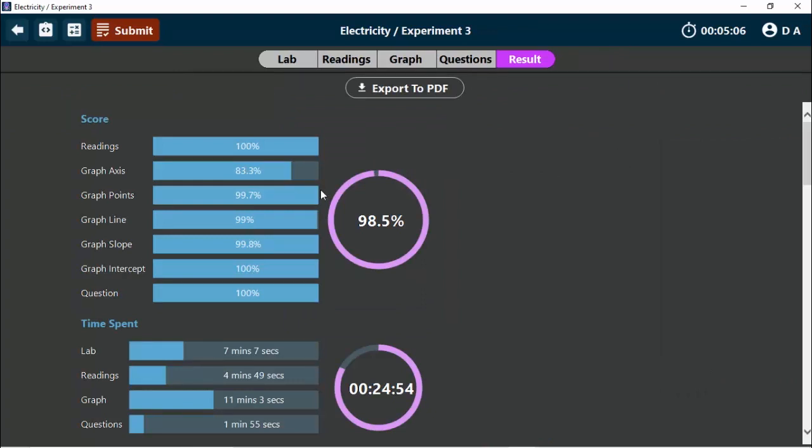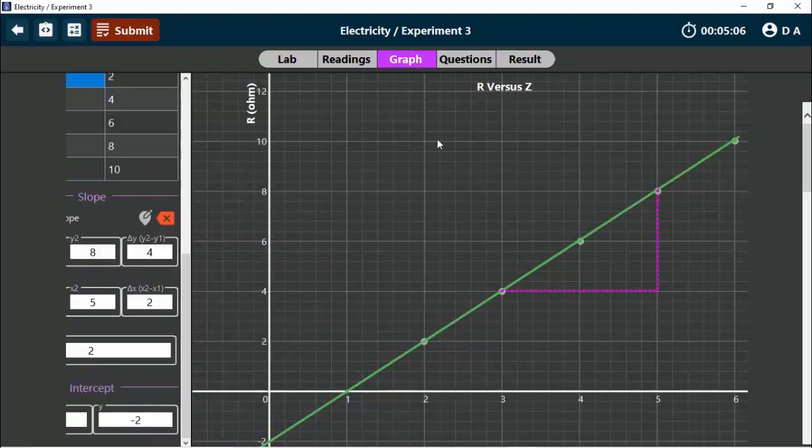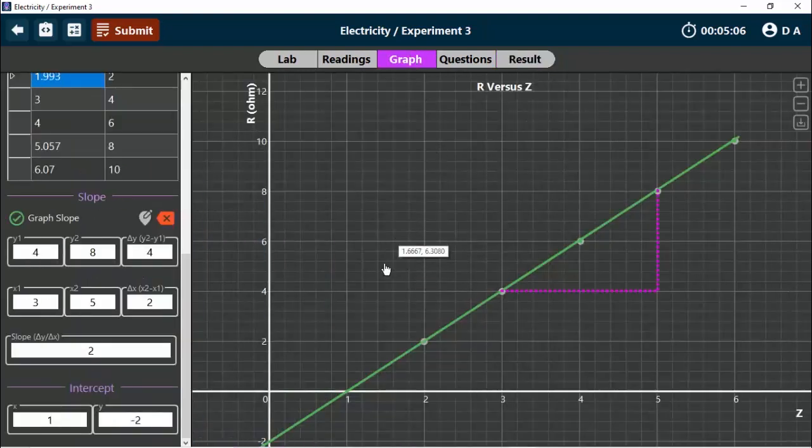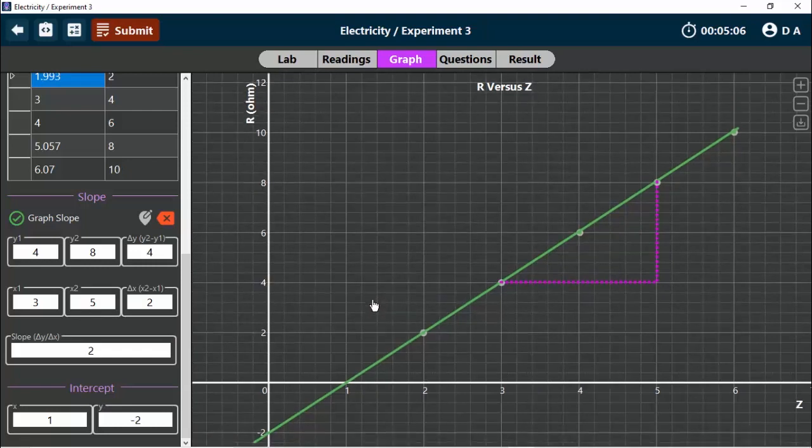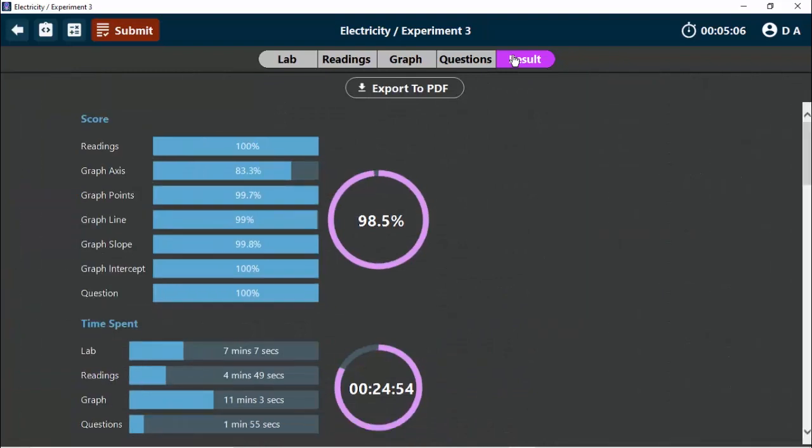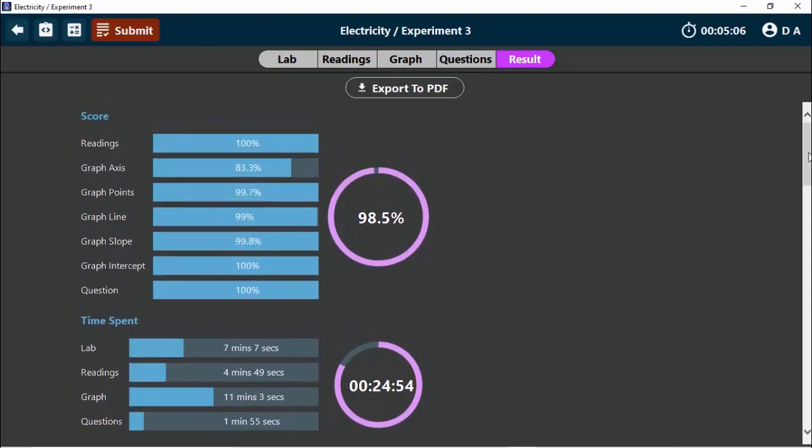Okay, so this time around I got a very good score. I have 100% readings, and a 98.5% overall score. I did well in readings. I made a slight error with my axis. I think I mistakenly moved the axis while dragging this. I moved it slightly, but it doesn't really matter. I still got 83.3%.